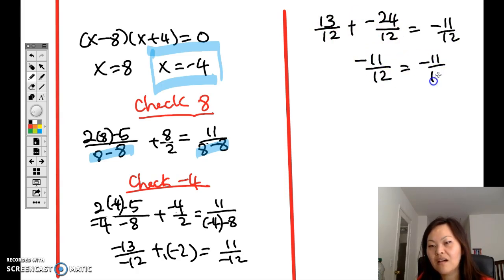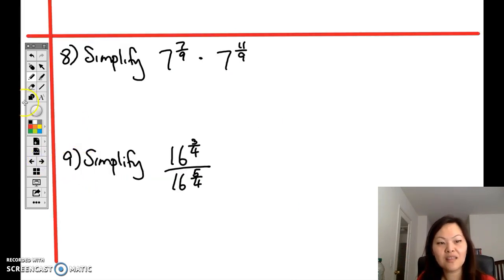Yay! I have a feeling that a lot of you are going to be confused and get the checking part wrong. But as long as you understand that the denominator cannot be 8 and therefore your answer is negative 4, I think I'm going to be okay with that. But I want to physically show you why. Okay, let's move on to number 8.